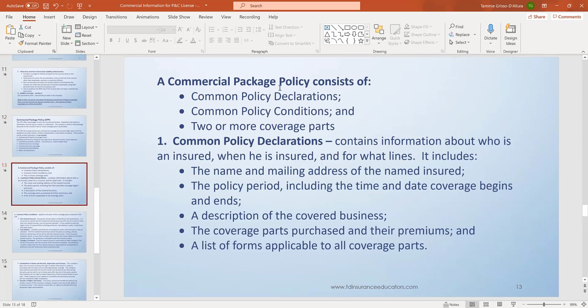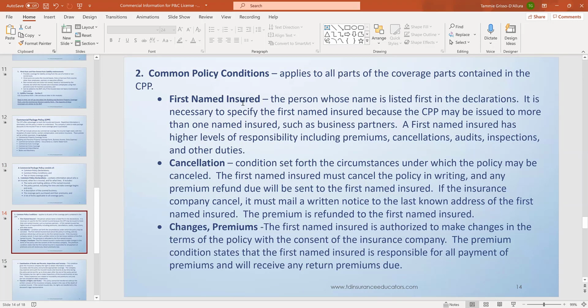Now, when we're talking about a CPP, it consists of these 3 things: a common policy declaration. Remember, this is your information page. Common policy conditions, and 2 or more coverage parts. It could be a boiler machinery and a building and personal property coverage form. It could be a general liability and a business auto. Now, what is your declaration? This is the who is an insured, when they're an insured, and for what lines. It includes a name, mailing address, policy period, description, coverage parts and their premiums, a list of forms applicable to all coverage forms.